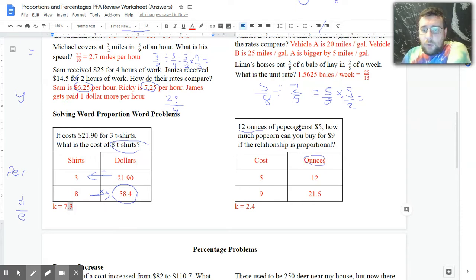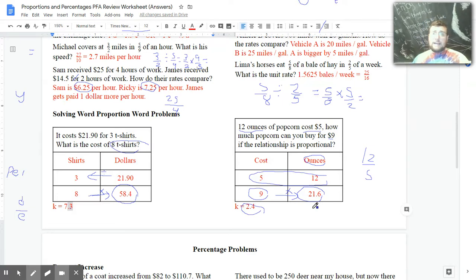Doing the same with the other problem, we have 12 ounces, so I write ounces in one of the columns. We have cost, so I write the cost in the other column. Now, the question is how much popcorn you buy for $9. So that's a cost, so I put that under the other one. Notice I paired up 5 and 12 because they would have been in the same sentence. That would have left this one blank, right? Now, the way I would have done this is do 12 divided by 5, and you get this K, 2.4. And remember that to go right, you have to multiply. So you do 9 times 2.4 and get your 21.6.